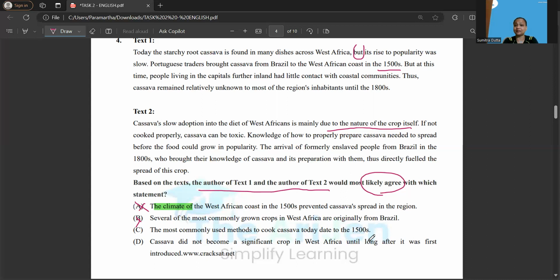Number C, the most commonly used methods to cook cassava today date to the 1500s. No, it is not being said. No mention of 1500 in Text 2, and no mention of commonly used methods to cook. We do not know the preparation method, right? In Text 2. Cannot be the answer. Number D, cassava did not become a significant crop in West Africa until long after it was first introduced. So when it was introduced in the 1500s, after long, till 1800, they waited for the Brazilian slaves to come and understand the process of cooking cassava. So 100% Number D is the answer.